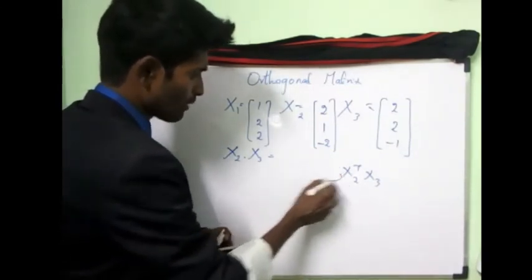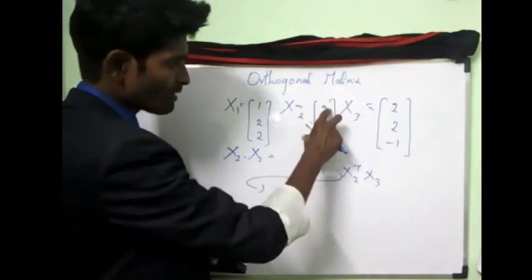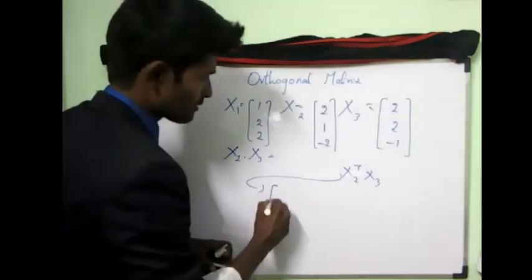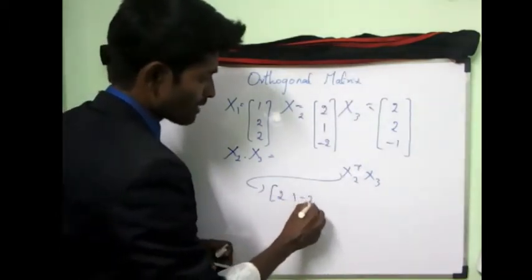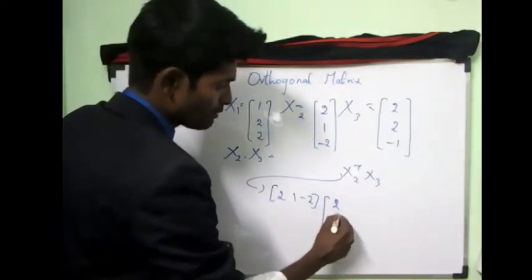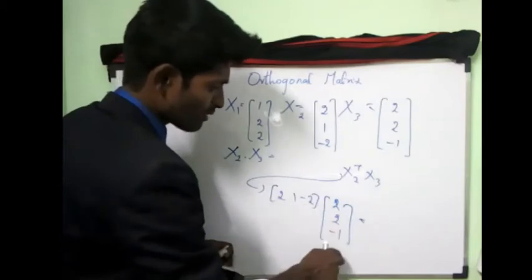So let me take this one. So what is x2 transpose? This whole column will be changing to one row. So that means 2, 1, minus 2. x3 stays as it is, no problem with this one: 2, 2, minus 1. Which will be equal to first row, first column, is it right?